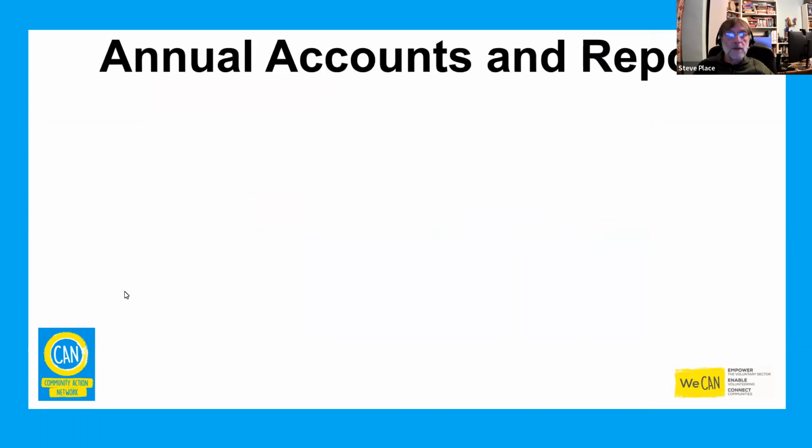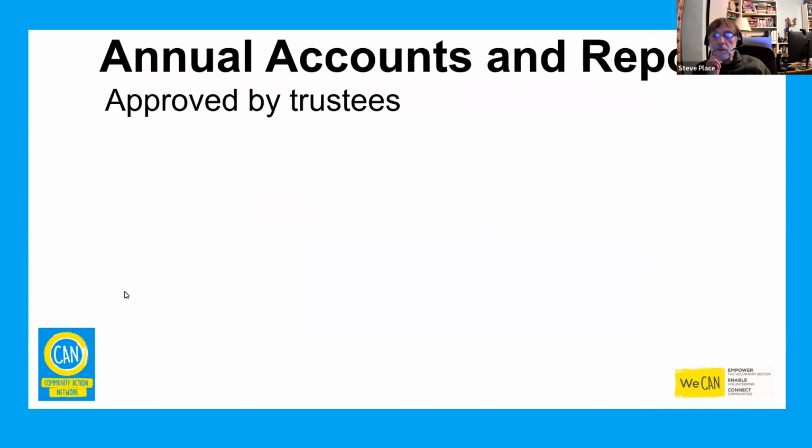So the annual accounts and report, it's the responsibility of the trustees to produce this. So it will go at some point to a trustees meeting to be signed off. It's not the job of the AGM. I sometimes come across charities who think that the annual accounts and report can only be signed off at an AGM. That's not the case. It's a responsibility of the trustees.